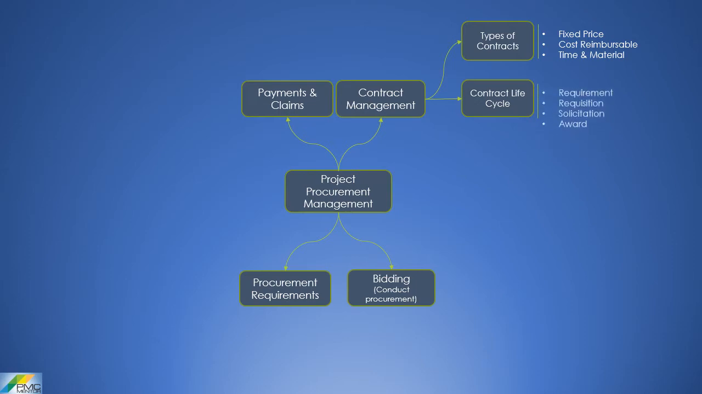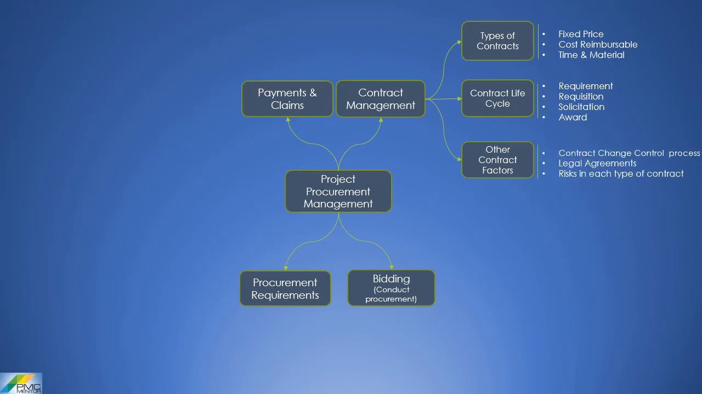Now let's understand contract life cycle. Contract life cycle consists of 4 phases that are requirement, requisition, solicitation and award. Requirement phase is similar to plan procurement process while requisition, solicitation and award phase activities are similar to conduct procurement process. Since every contract goes through changes during its life cycle, therefore a contract change control process should be used to manage changes to the contract.